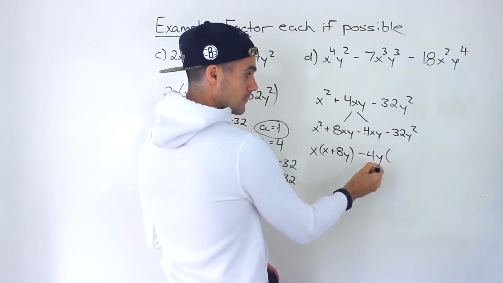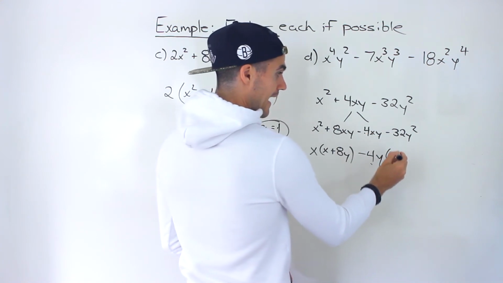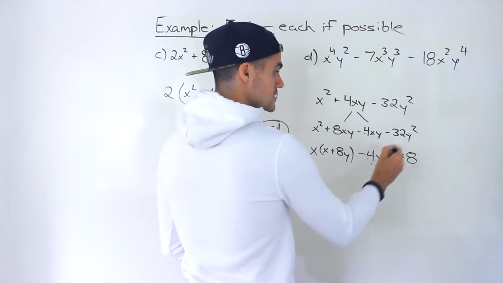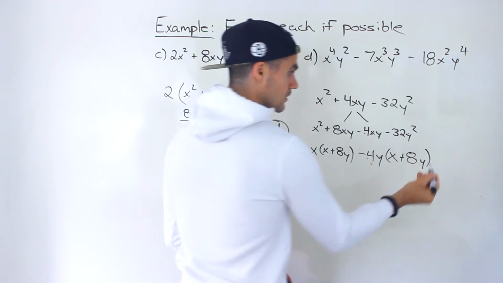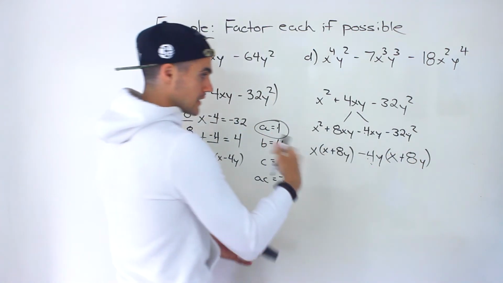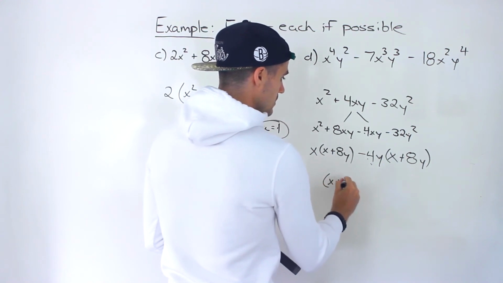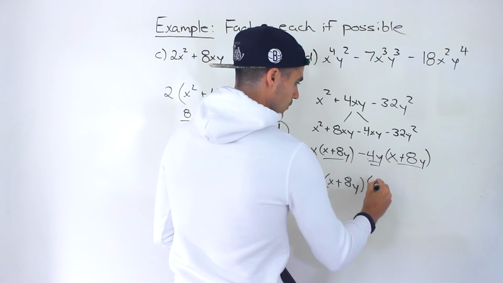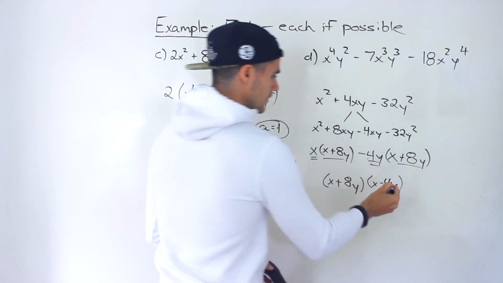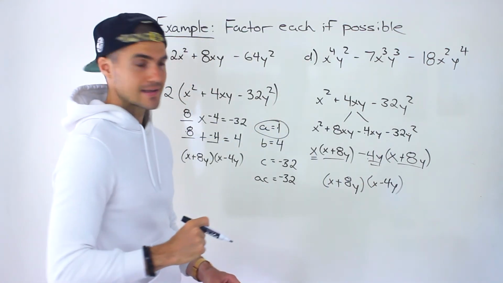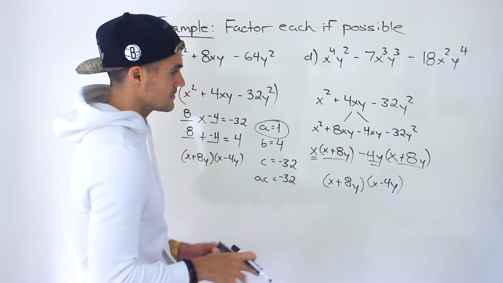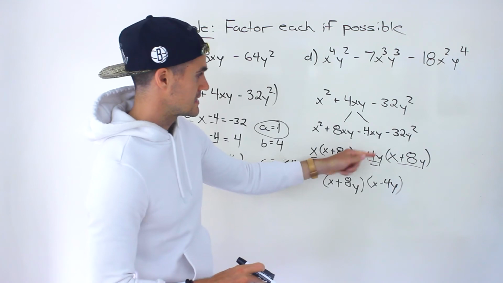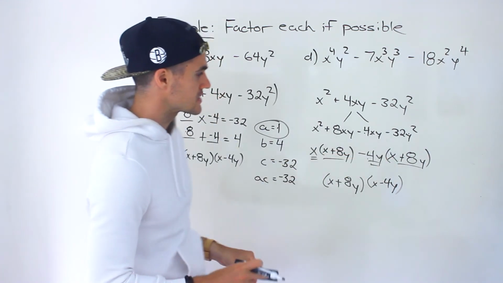Negative 4xy divided by negative 4y, we'd just be left with an x. Negative 32 divided by negative 4 gives us positive 8, and y squared over y would give us y. Like that. Then we could take out that x plus 8y, and we're left with x minus 4y. So again, it doesn't matter. You're still going to end up getting that same answer. It's just that you're not going to have to worry about this part the other way, with this taking out a negative and then changing all the signs.